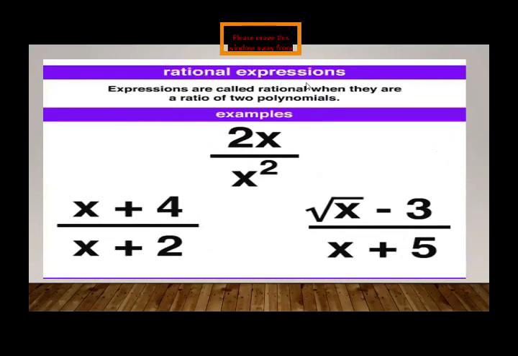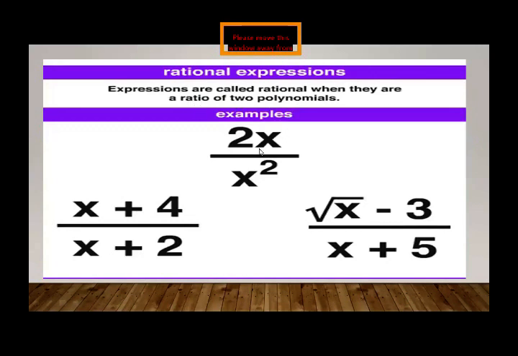Rational polynomial expressions. Expressions are called rational when they are a ratio of two polynomials. So it means rational expressions are the ratio. Ratio means a relation between quantities which have the same nature. So for that we know a rational expression will be a ratio of two polynomials.